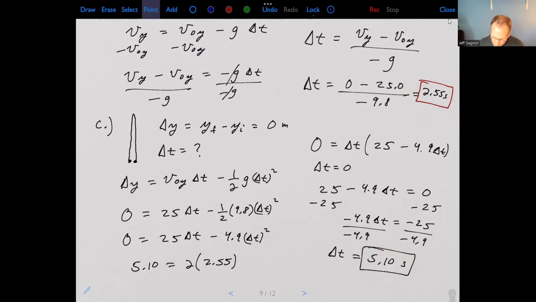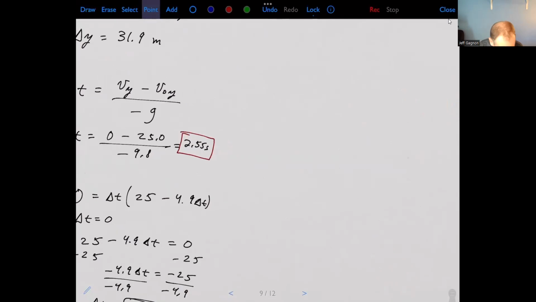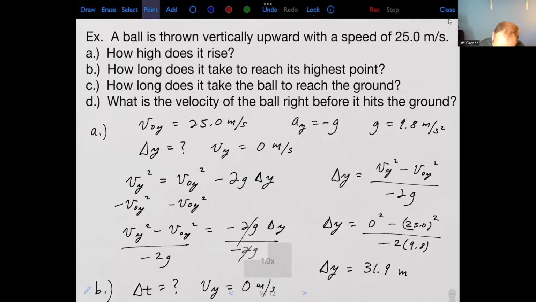Okay, and then the last question. I think I'm going to have to do it over here. Need some room here. Let's look at the question again. What is the velocity of the ball right before it hits the ground?